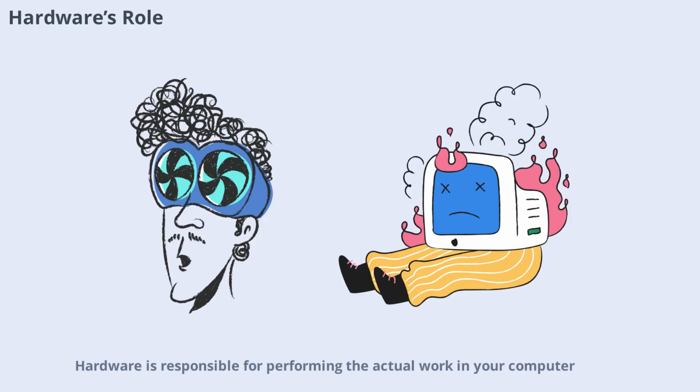Hardware is responsible for performing the actual work in your computer. When you press a key or move the mouse, the hardware responds to your actions. It follows the instructions given by the software to complete tasks, whether it's opening a file, playing a video, or printing a document. Without hardware, none of these actions would be possible. It's the foundation that supports all computer operations.